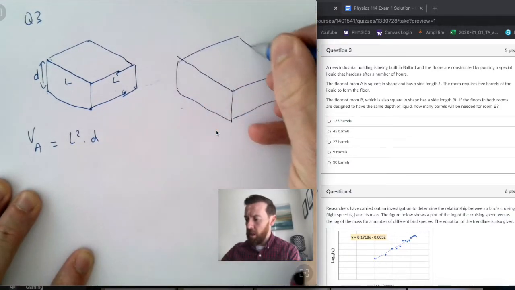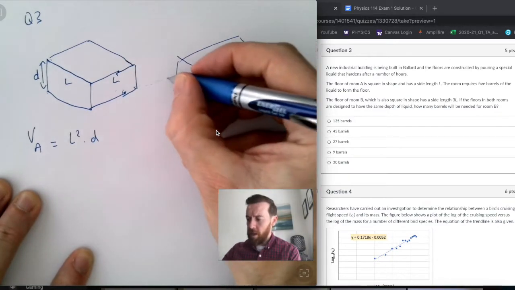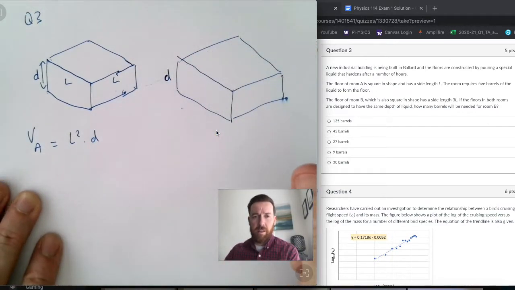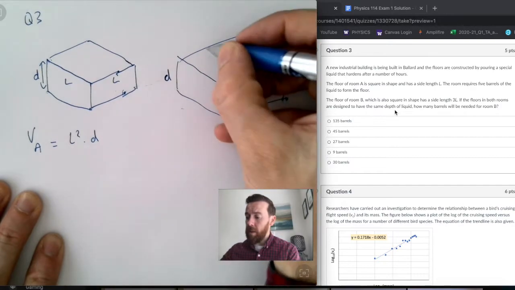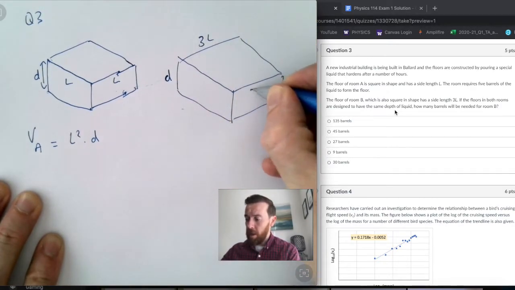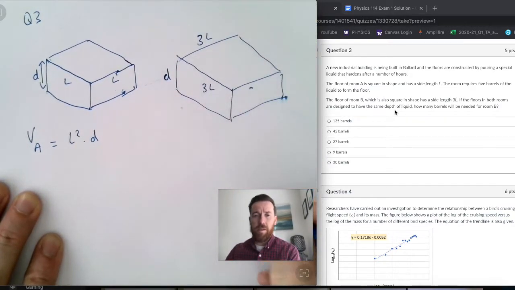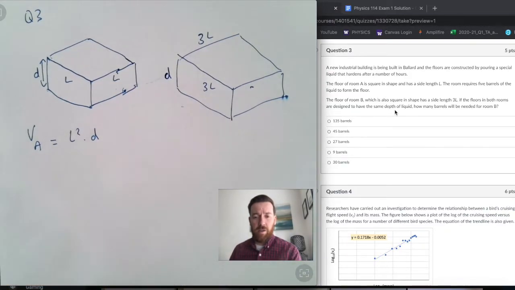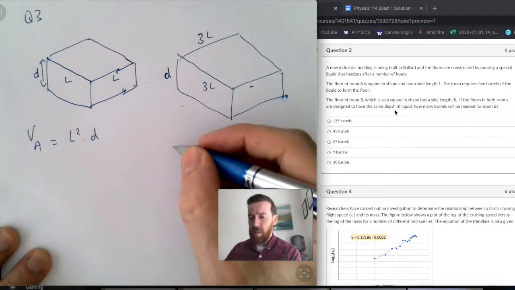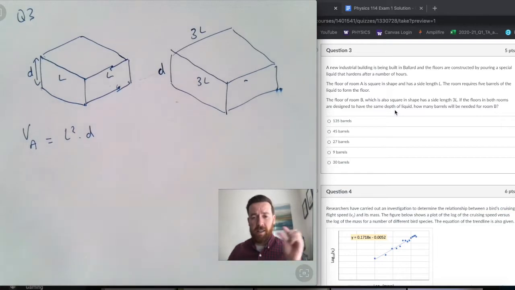Room B also has a floor of depth D, so we hold the depth constant. That's what the question states here. If the floors in both rooms are designed to have the same depth, then this one is 3L by 3L. So we're going to scale the surface area of the floor by a factor of 9, 3L by 3L, and it's the same depth D. This is similar to that tiling question where the tiles are the same thickness, or pizza questions where the crust depth is the same thickness.